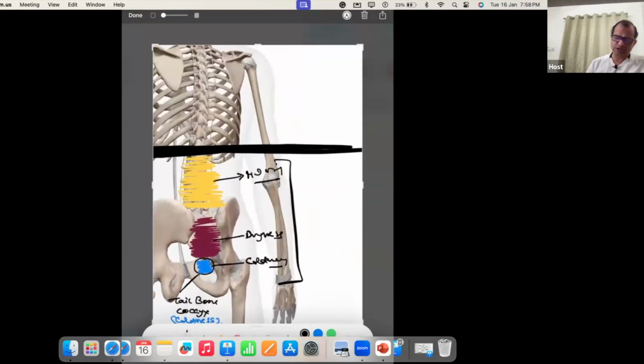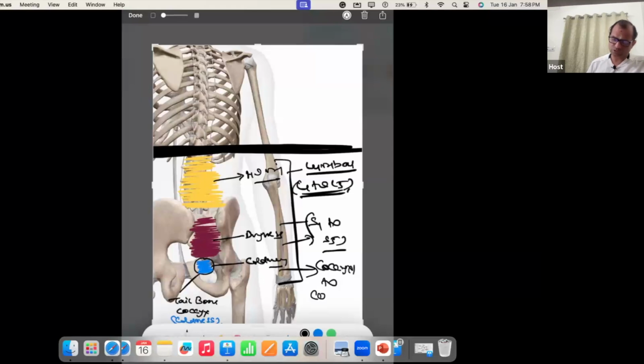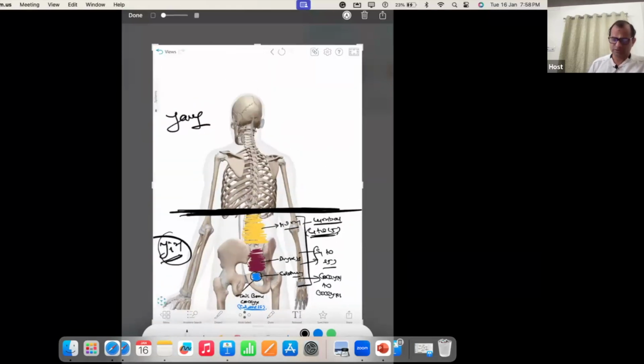So humidity means lumbar area, lumbar 1 to lumbar 5, L1 to L5, that is humidity. The dryness means sacral area, S1 to S5, that is dryness. Then the coldness means coccyx 1 to coccyx 4. So remember very simply, lower part we have divided in the 3 energies. In the upper part also we'll divide in the 3 energies. हम upper part को भी 3 energies में divide करेंगे.